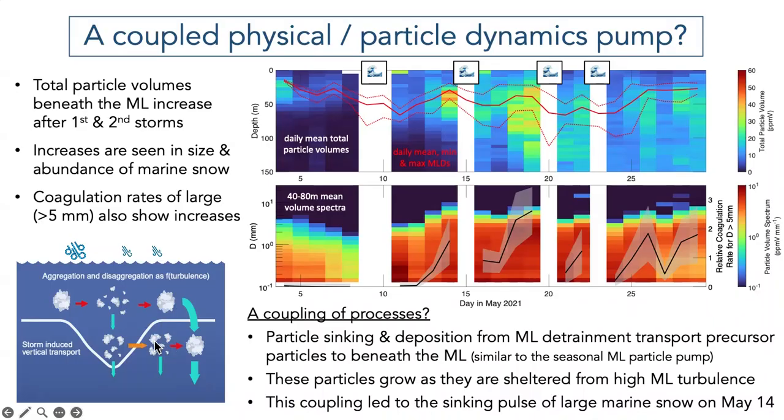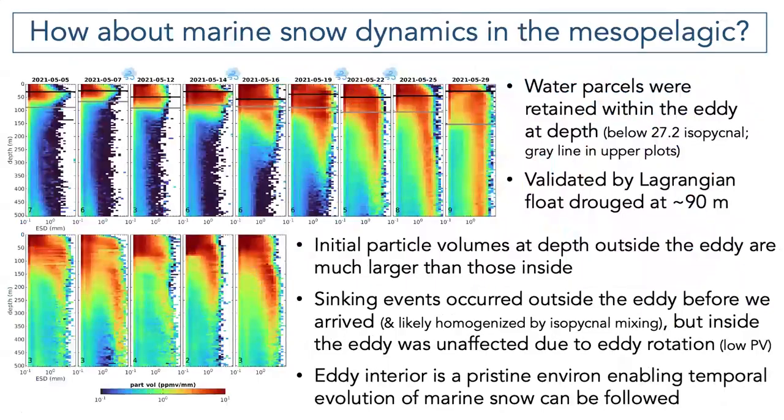What we think is happening is that as the calm ensues, we make larger particles that sink fast, and beneath the mixed layer we produce these large pieces of marine snow, as you can see here. Those particles grow because they're sheltered from the high turbulence, and this coupling led to the sinking pulse of marine snow. Okay. Let's talk about what happens now deeper in the water column.